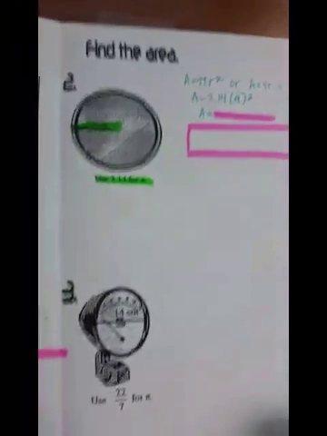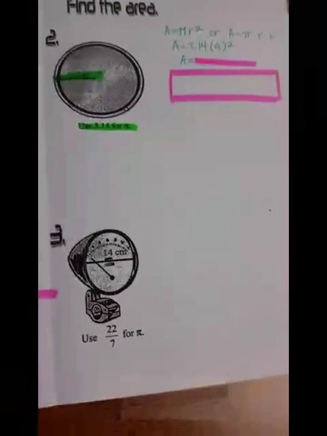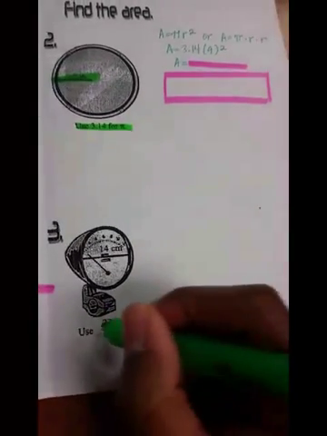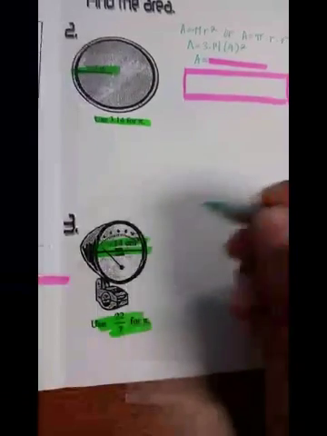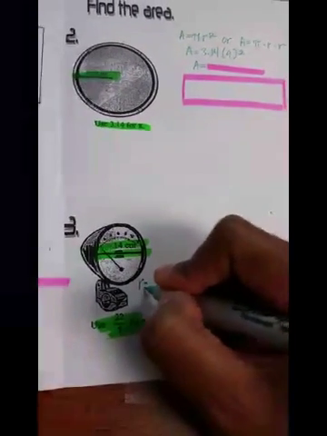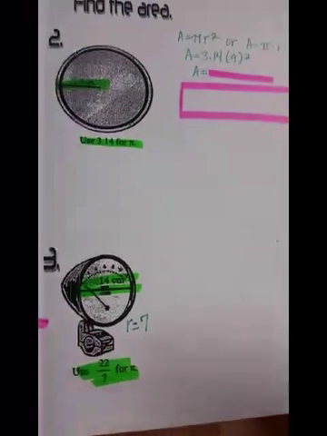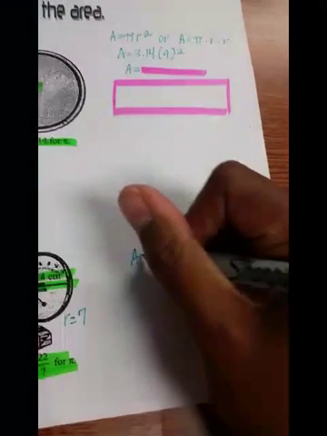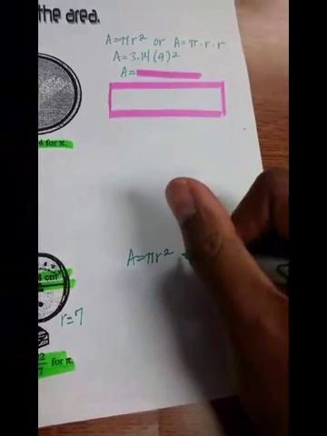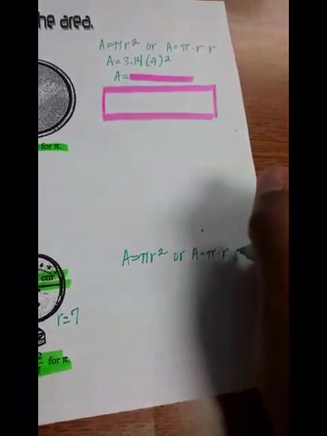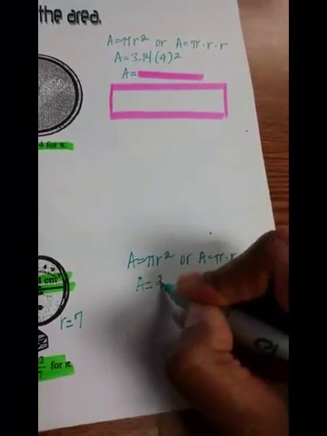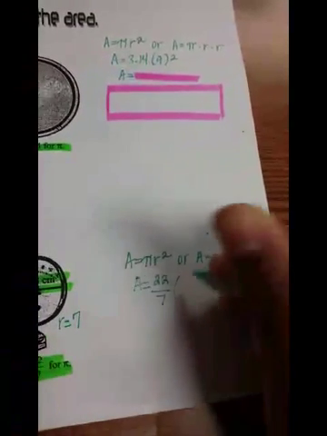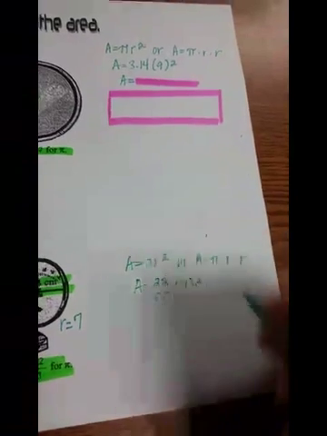Okay. This last one here, it's telling us that we need to use 22/7 for pi, and it also gives us our diameter. So we need to figure out what our radius is, and we know that the radius is half of the diameter. So 14 divided by 2 will give me 7. So now I have my radius. Now I can plug it into my formula. Okay, A equals pi r squared, or pi times radius times radius. And this time it says to use 22/7 for pi. So I'm going to do 22/7 times whatever my radius is, 7 squared.